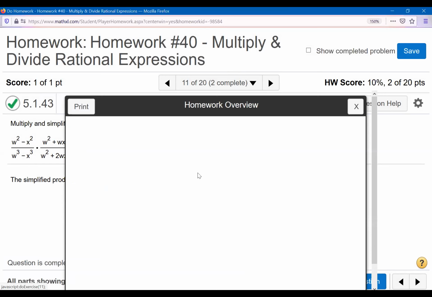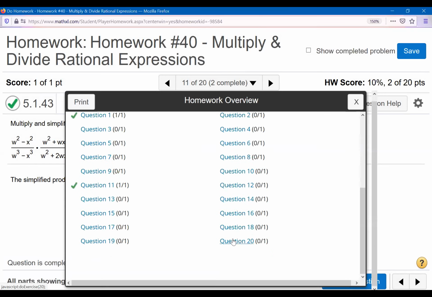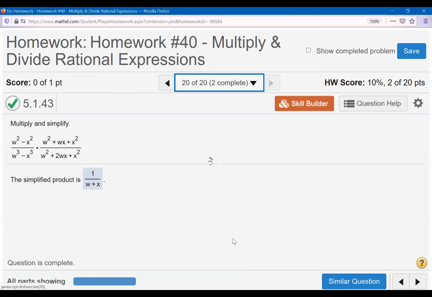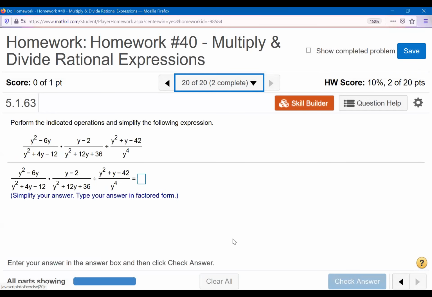I'm going to skip to the very last question, which is number 20. Yeah, see, I told you. Okay. So perform the indicated operations and simplify the following expression. So it's kind of 2 problems almost. There's 3 fractions. The first 2 are being multiplied and then there's a division for the last one. If you can do the other problems we've done, you can do this one as well. It's just a little longer, but still it's the same skills we've been practicing. So one thing at a time.